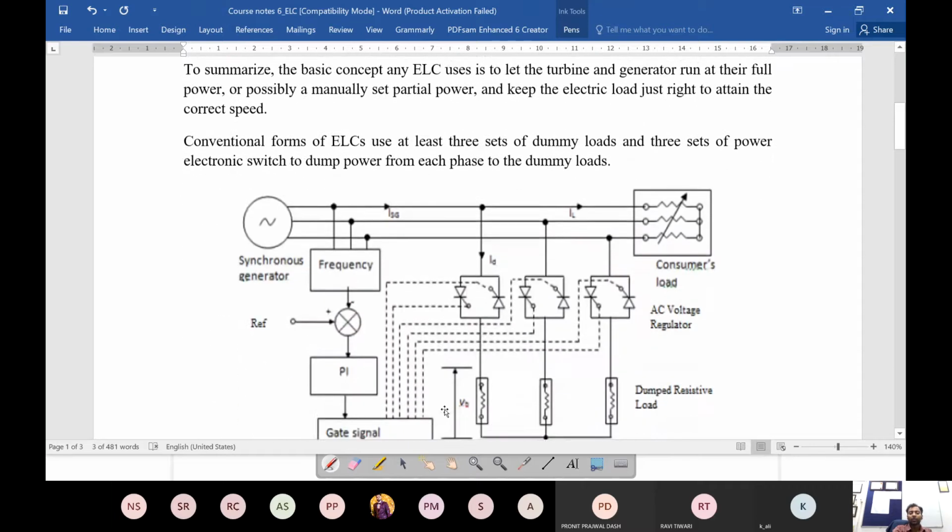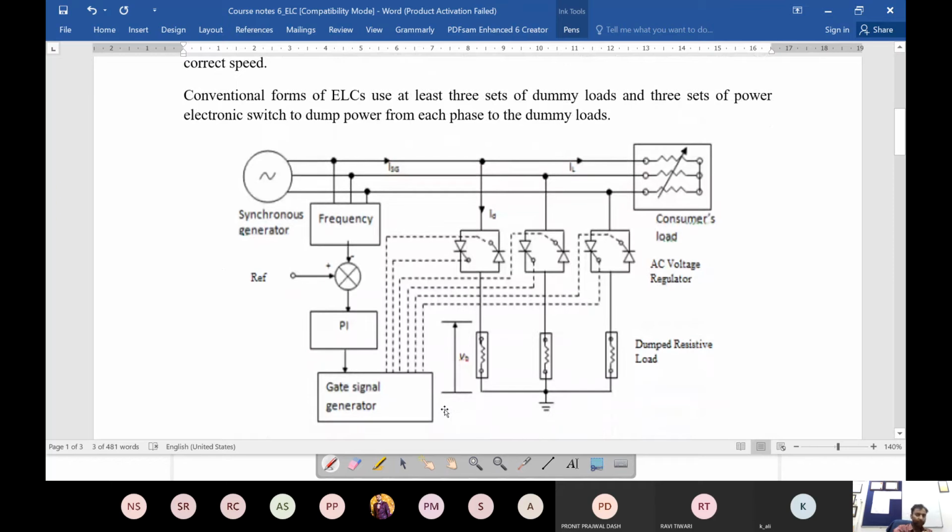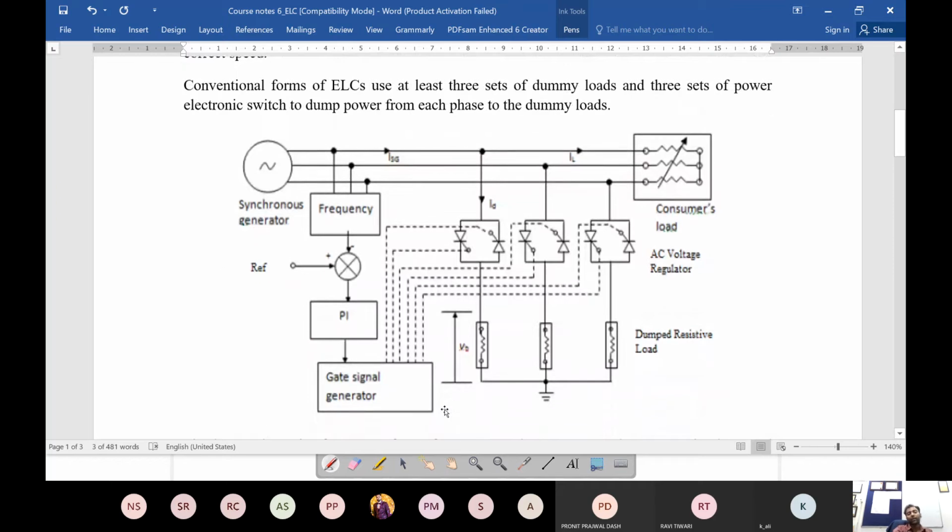So this is what the schematic looks like for a conventional ELC. You have your synchronous generator here, which is generating your power at a frequency which is the same as the standard frequency of the system, and you have 3-phase power going out, and these are the loads here.